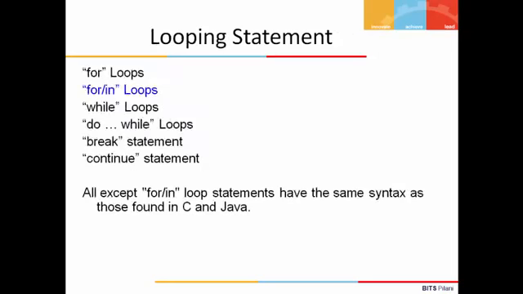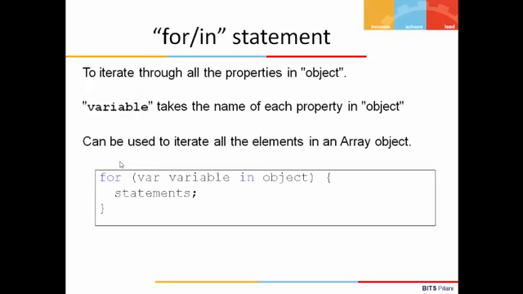When it comes to looping, you have the for loop, for in loop, while, do while, and break and continue as statements. Except for the for in loop, you will find the syntax for all the other loops as well as these statements to be exactly the same as in C or Java. But how does a for in loop look like? So this is the format or the syntax for the for in loop.